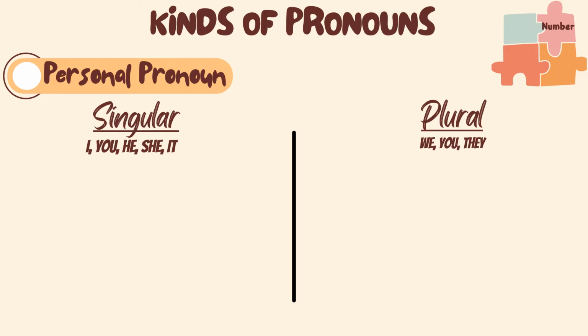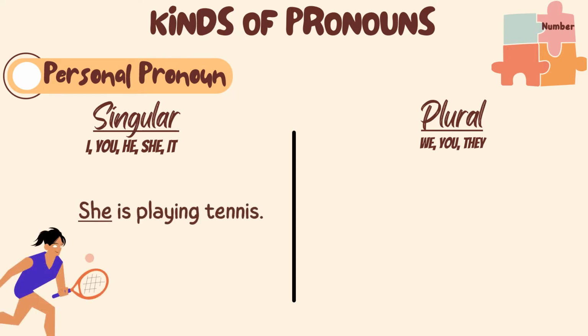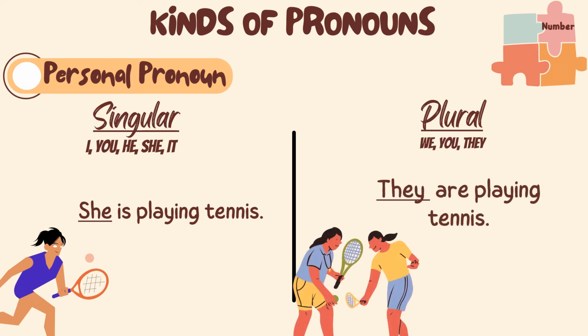Next is personal pronoun in form of a number. It can be singular pronoun or plural pronoun. Singular pronouns are used to replace singular nouns, and plural pronouns are used to replace plural nouns. So, for singular pronouns, we have here I, you, he, she, and it. For example, she is playing tennis. For plural pronouns, we have we, you, and they. For example, they are playing tennis.